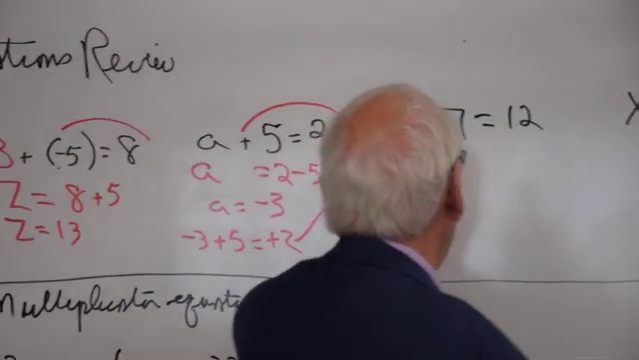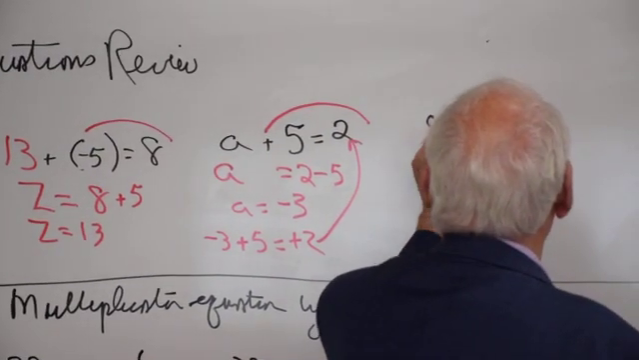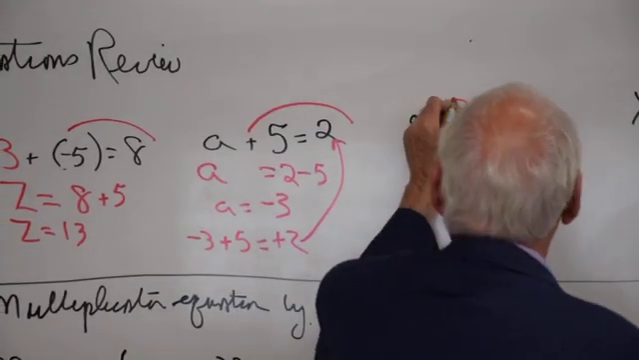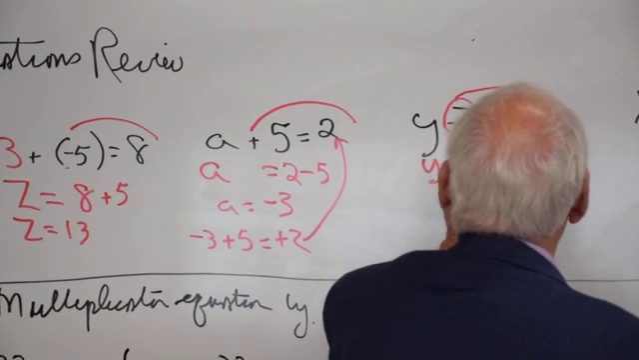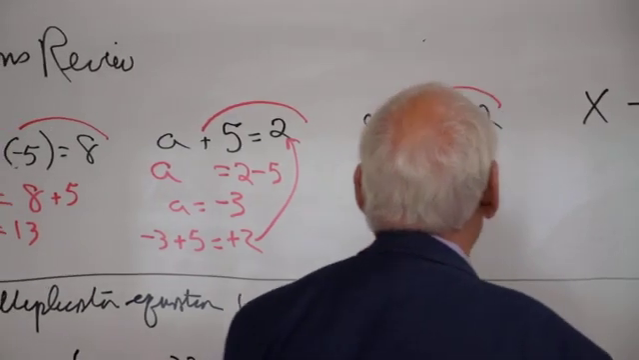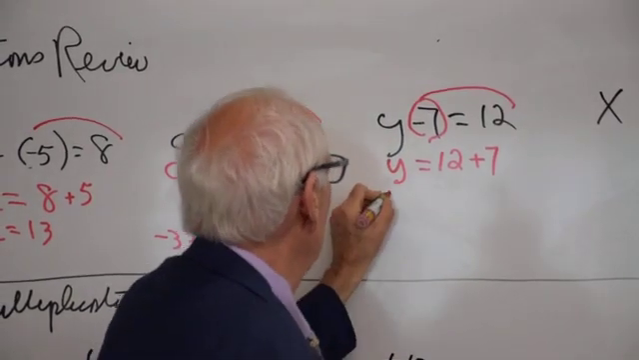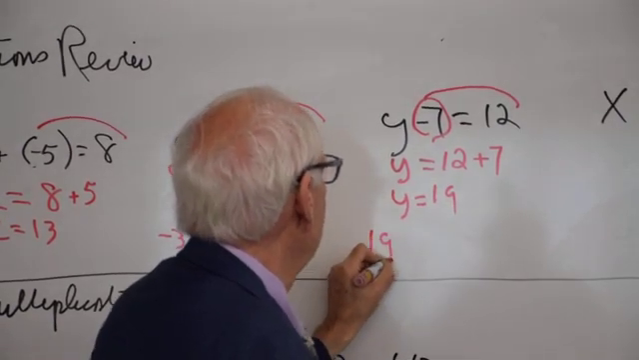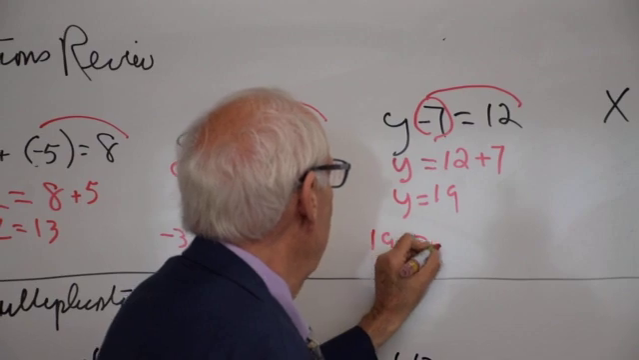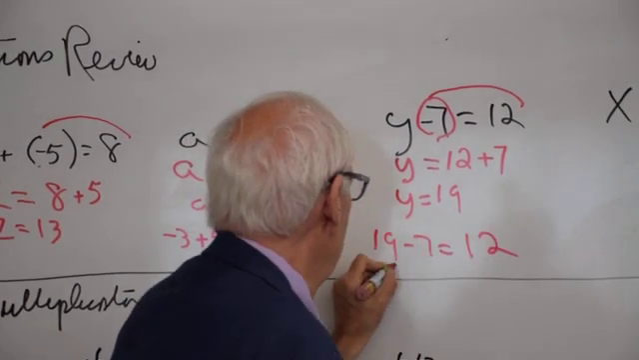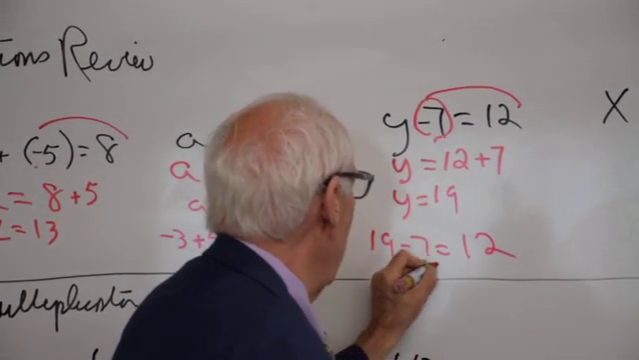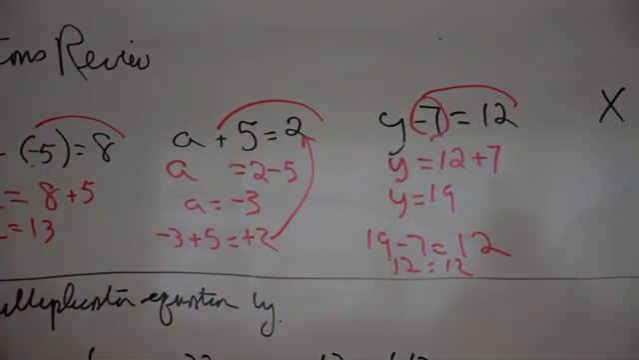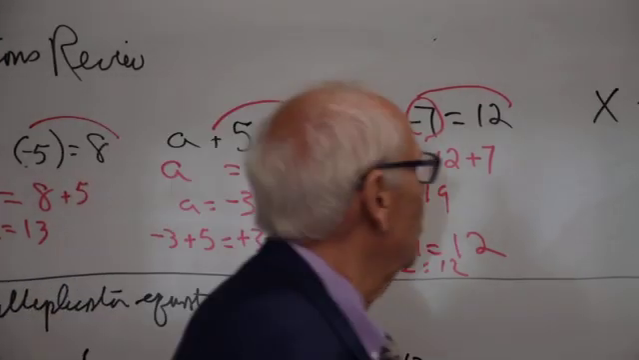So now y equals, oh look here, here's a minus 7, right? So now what happens when we move it across the equal sign? You have 12 plus 7, right? The minus changes to a plus. So y equals 19. So check this out. 19 minus 7 equals 12. Is that true? 12 equals 12. Both sides of these equations are true. You guys are doing great.